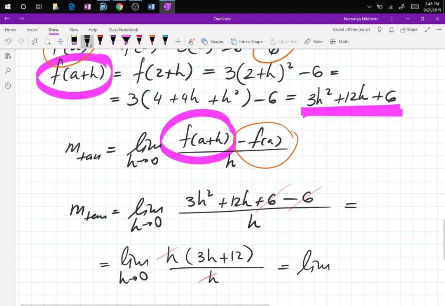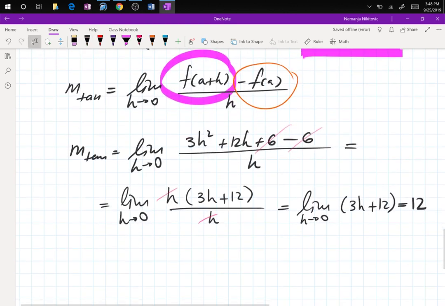And we just have the limit of, as h goes to 0, of 3h plus 12. And that is 12, because when h goes to 0, 3 times 0 is 0. And the answer is 12. So we calculated the slope of the tangent line to be 12. Sure, now you can go and calculate the rest of the line, but we'll save that for a little bit later.